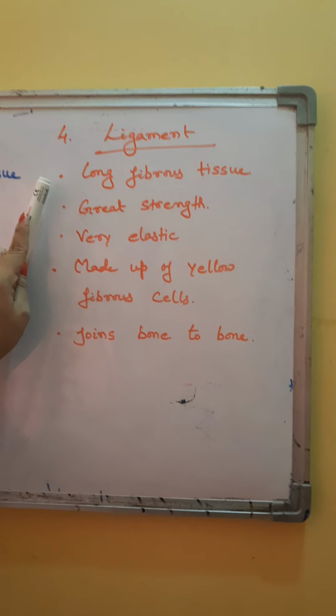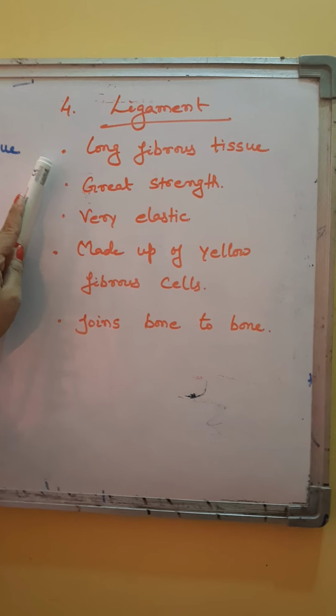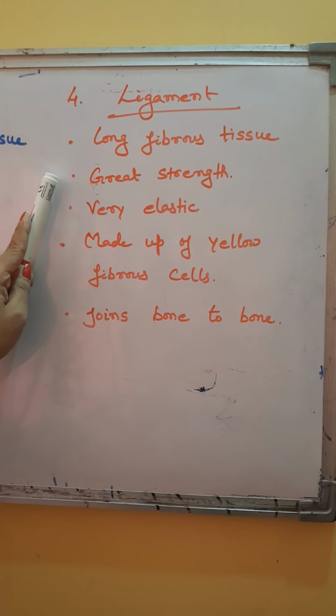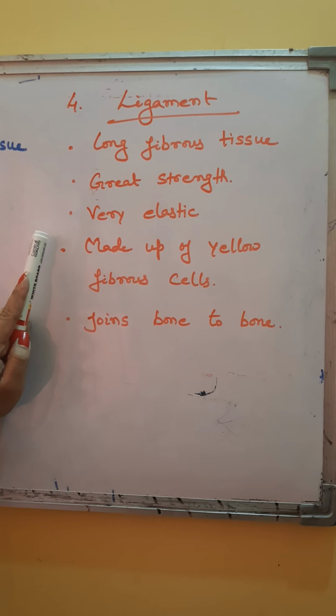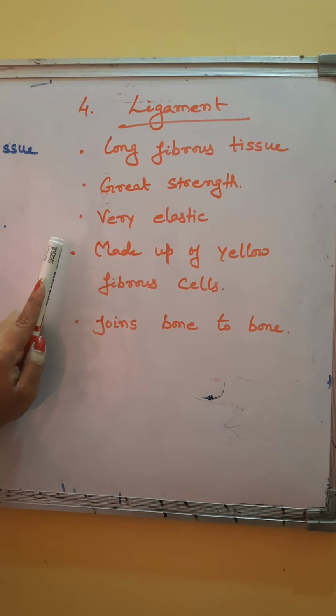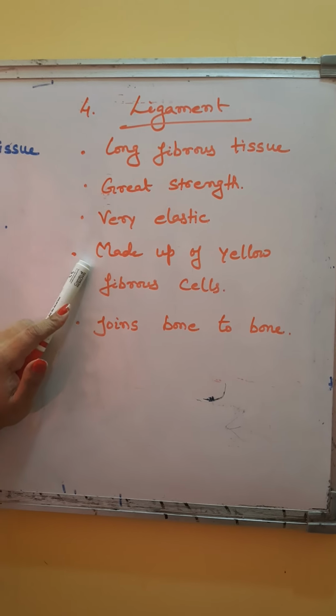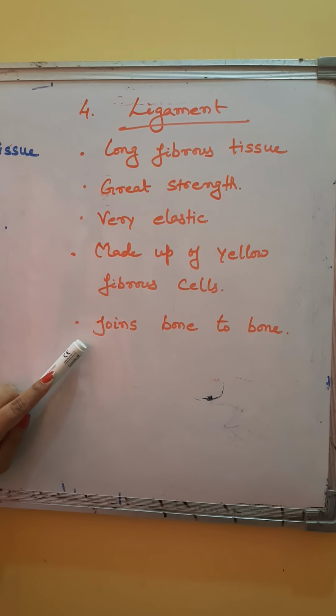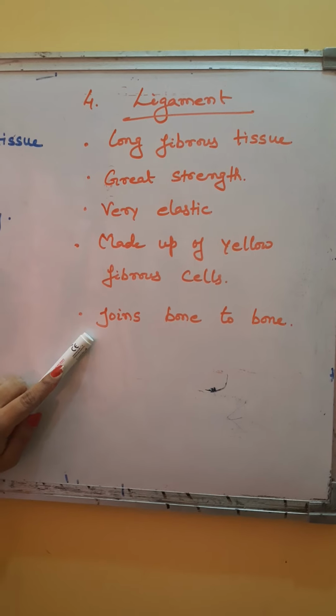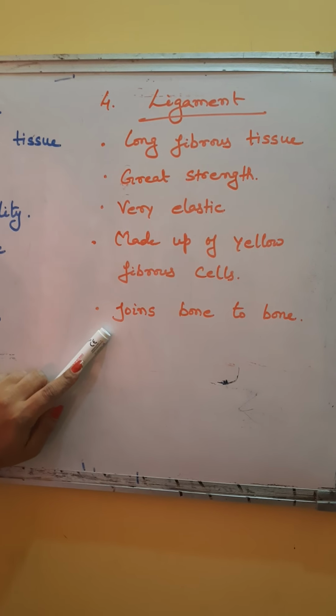It is also a long fibrous tissue, a thread-like structure with great strength, but it is very much elastic. Ligament is highly elastic. It is made up of white fibrous cells and its function is that it connects bone to bone and helps in movement.